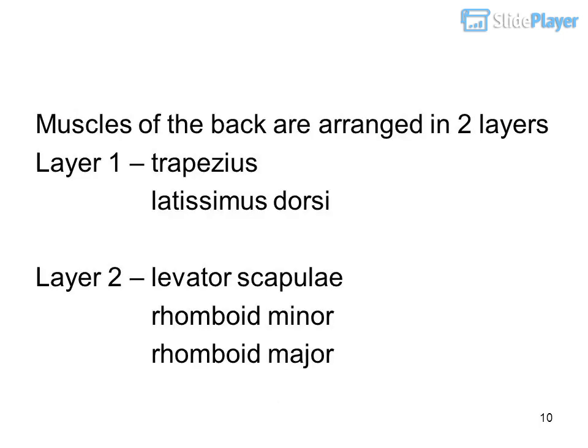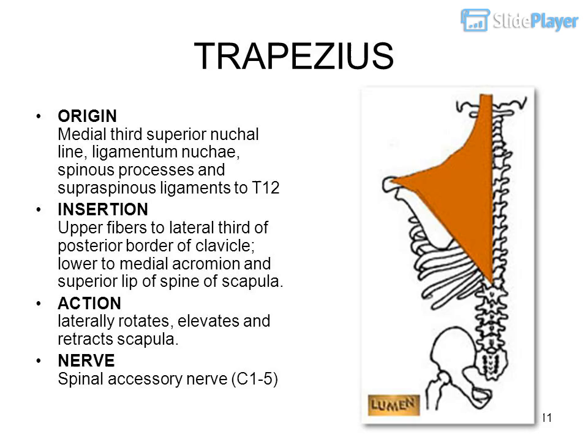Muscles of the back are arranged in 2 layers. Layer 1: trapezius and latissimus dorsi. Layer 2: levator scapulae, rhomboid minor, and rhomboid major. Trapezius. Origin: medial third of superior nuchal line, ligamentum nuchae, spinous processes and supraspinous ligaments to T12.